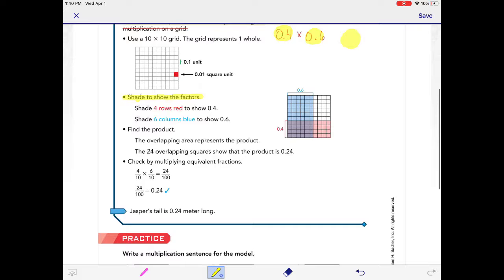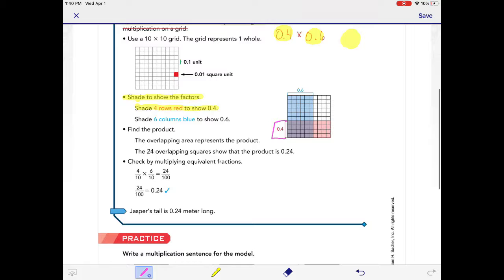So this instruction says shade to show the factors. So we're going to shade to show 4/10. How do we show 4/10? We shade 4/10 strips. That would equal 4/10. So you can see they did that right here.